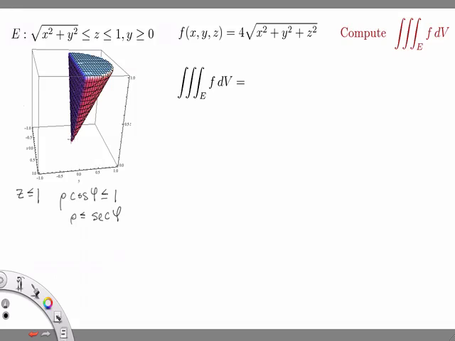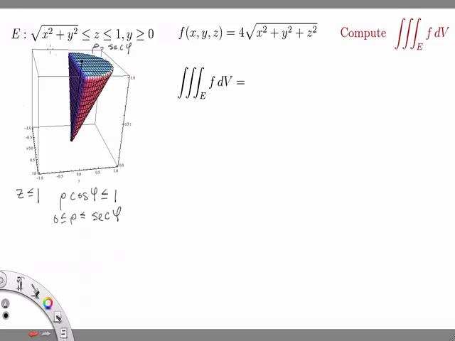Now of course the lower bound is going to be rho equals 0, and so for each ray coming out of the origin, I go from 0 up to this boundary z equals 1, which is really rho equals secant phi. Alright, so I figured out my rho bounds are between 0 and secant phi.